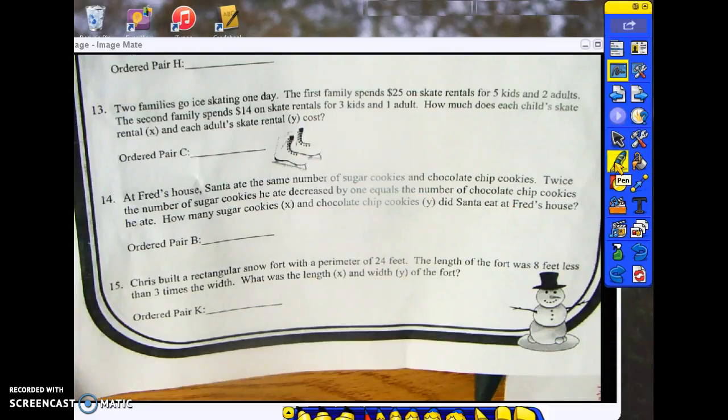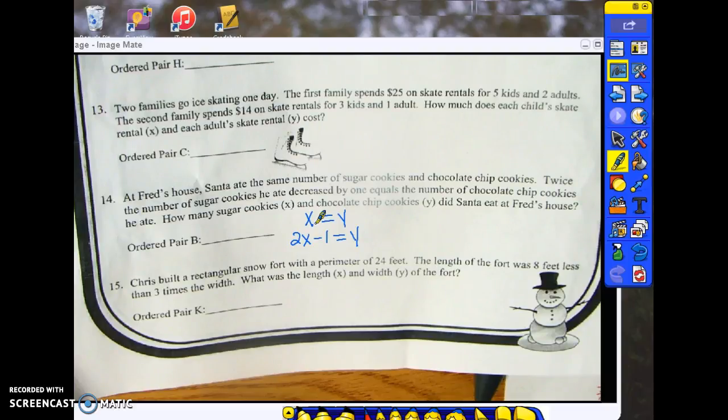Number 14. At Fred's house, Santa ate the same number of sugar cookies and chocolate chip cookies. So sugar cookies is x, and that's equal to the chocolate chip cookies, which is y. Twice the number of sugar cookies, 2x, that he ate decreased by 1 equals the number of chocolate chip cookies. How many sugar cookies x and chocolate chip cookies y did Santa eat at Fred's house? So we have 3 different variables that are isolated. It doesn't matter which one we use to substitute.